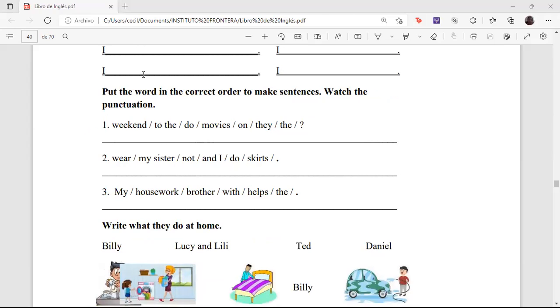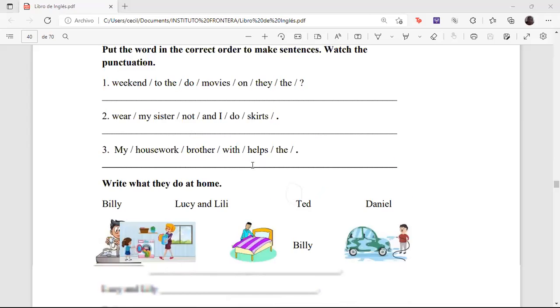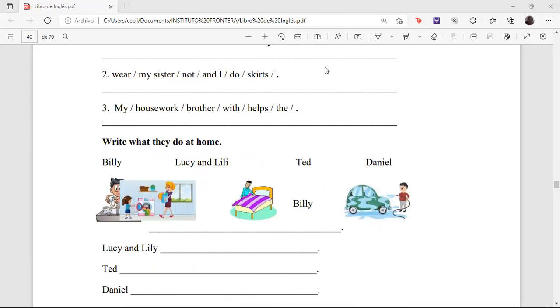It says, put the words in the correct order to make sense. Watch the punctuation. Remember, it's already scrambled. You know the words, it's already scrambled. So correct them and remember, use the punctuation if it's necessary, because if it doesn't have the punctuation, it's going to be wrong. Okay, remember.